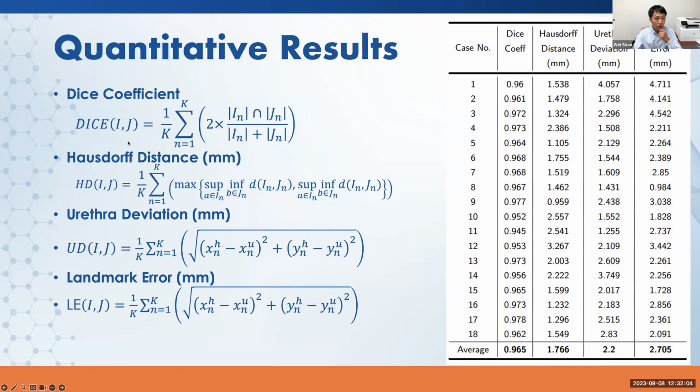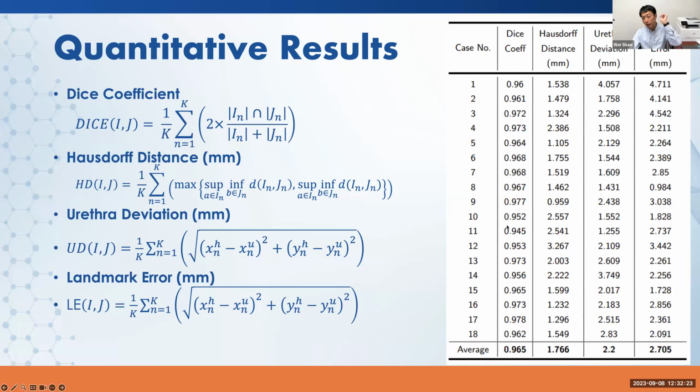And for those two, Dice coefficient and Hausdorff distance: Dice coefficient higher is better. If you have a Dice coefficient equal to 1, that means perfect overlap. 0 means no overlap. Hausdorff distance is smaller is better. 0 means perfectly aligned.